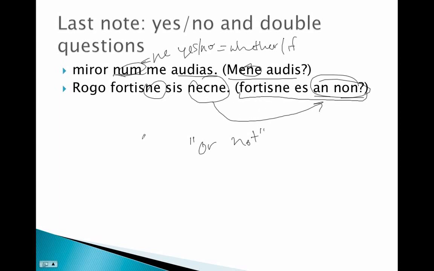So pay attention when you're dealing with indirect questions to the tense of the main verb and the tense of the subjunctive. These go hand in hand.